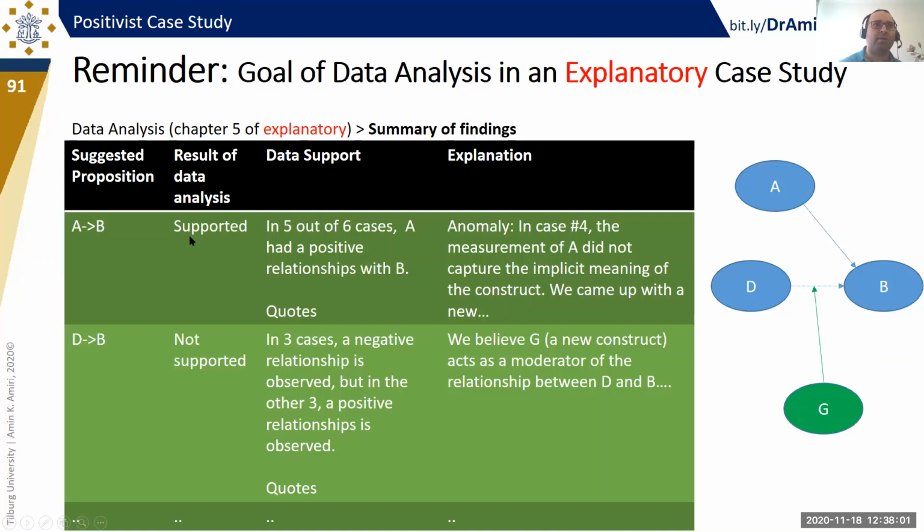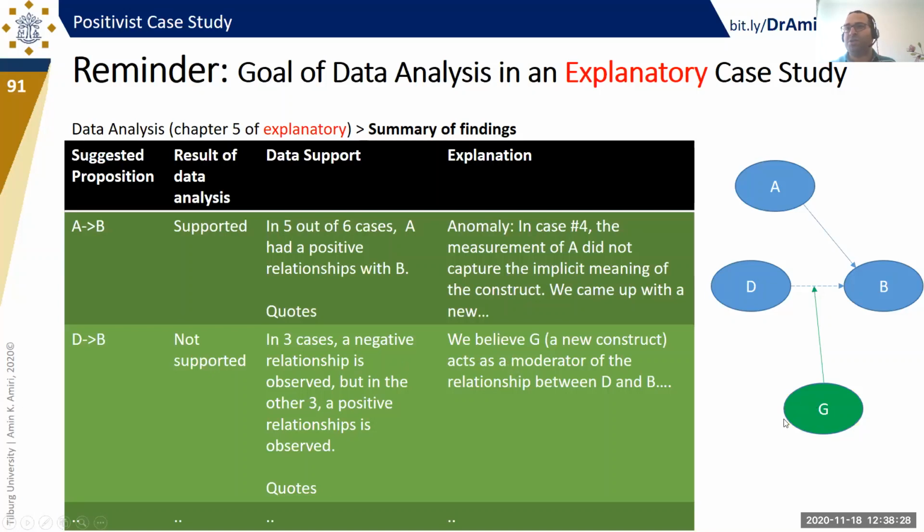It was supported. Why? In 5 out of 6 cases, A and B had a positive relationship. But we had one case that had some issues, and then you try to provide some examples. For the relationship between D and B, it was not supported. In 3 cases, a negative relationship was observed. In another 3, a positive relationship was observed.